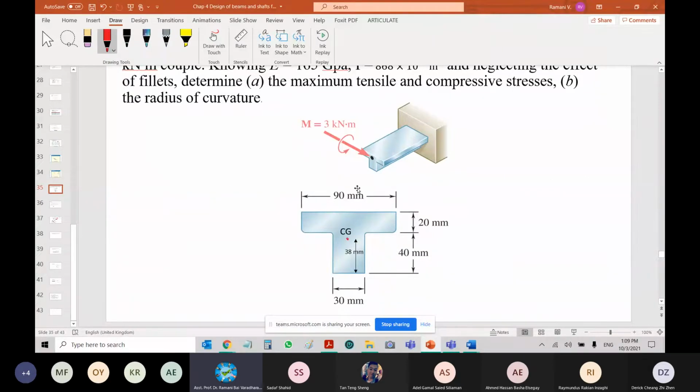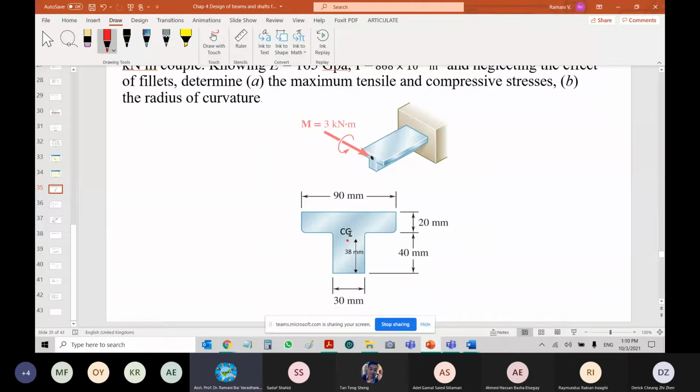Okay, red point. You are given the section. When you cut the section, the cross section will have a flange width of 90 and overall depth of 60. The web depth is 40, the flange depth is 20, and thicknesses are not given, but let's see whether it's useful or not. And the flange width is given as 30, and so on. And then you have one more value which is the center of gravity. The centroidal distance is given to you already.